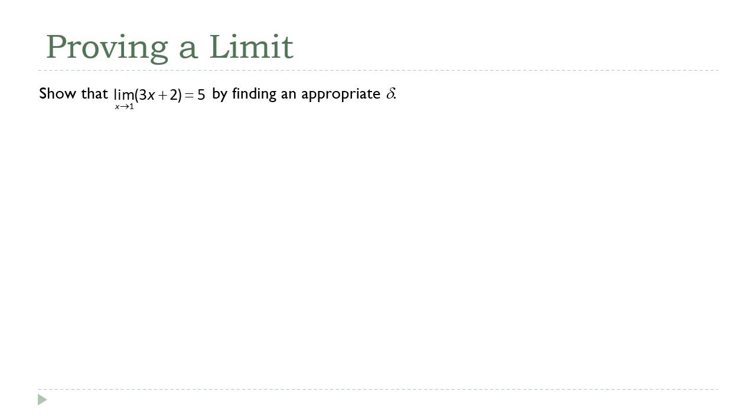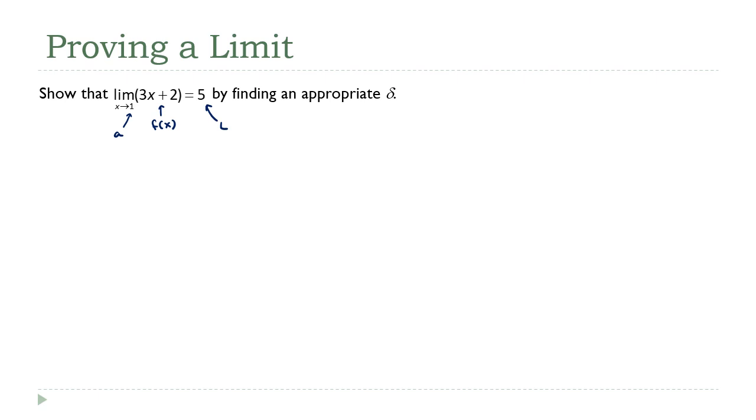So just to map those parts to our question, this 5 in the definition, that's usually the letter L, that's the actual limit. This 3x plus 2 is the function f of x. And this 1, the number that x is going to, usually that's the letter A. You may see some other things, but I'm going to go ahead and use A.